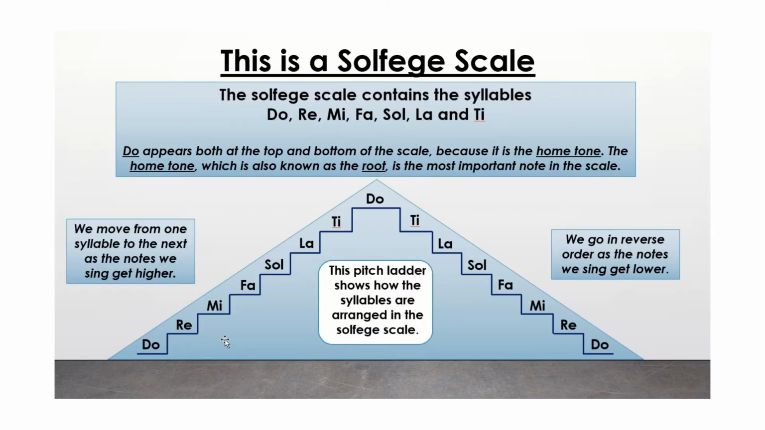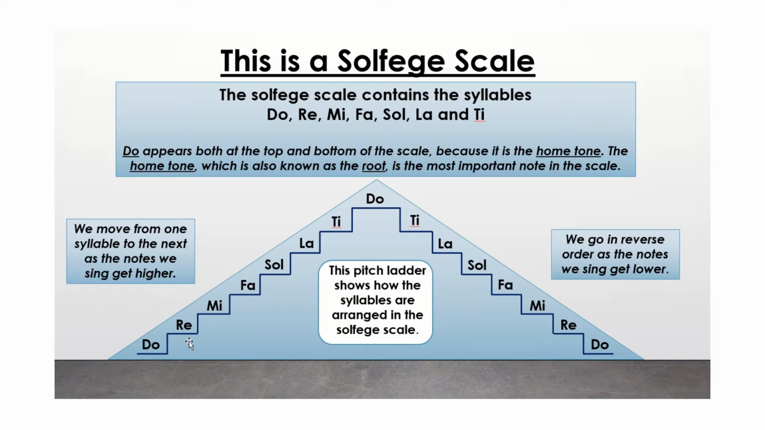This is a solfege scale. We see it here on this pitch ladder. The pitch ladder shows how the syllables are arranged in the solfege scale. We start with do. Do is our home tone. It's also called our root, and we call it this because it is the most important note in the scale.